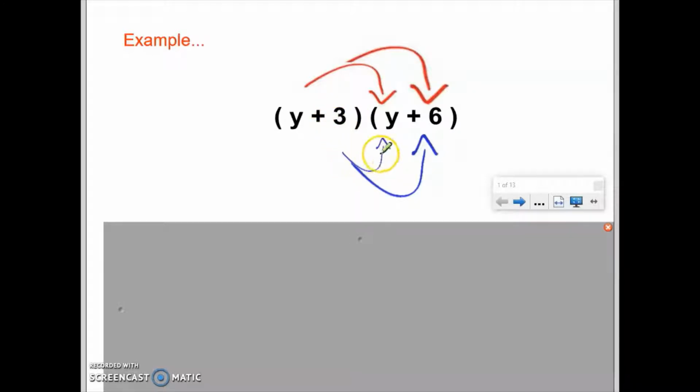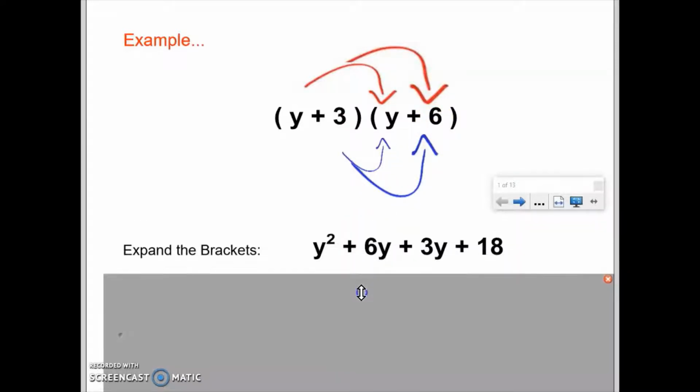3 multiplied by y, following the small blue arrow, is 3y. And 3 multiplied by 6 would give me 18. So when I'm finished with my 4 multiplications, I end up with this expression: y squared plus 6y plus 3y plus 18. They are the 4 answers to the 4 multiplications I just carried out. And notice that there's no brackets left in my expression. As soon as I've expanded those brackets, the brackets are removed from the algebra.